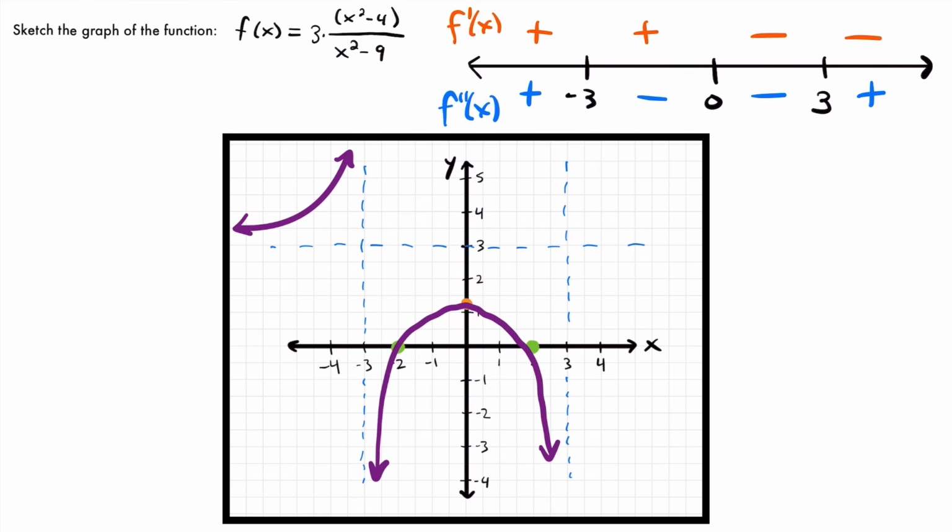And so let's see if this lines up with our number line. We see that from -3 to 0, our first derivative is positive, which means our function is increasing, and the second derivative is negative, which means the slope is decreasing. And so you can see that this part of our function is increasing, but the slope is decreasing. Our slope is higher here than it is over here. It is slowly decreasing.